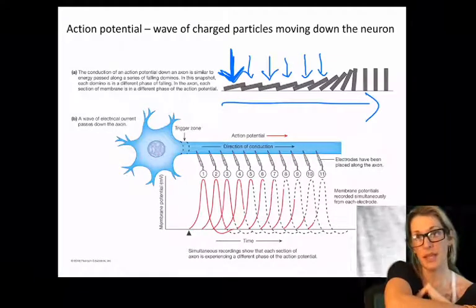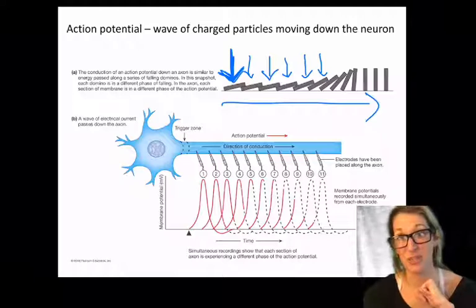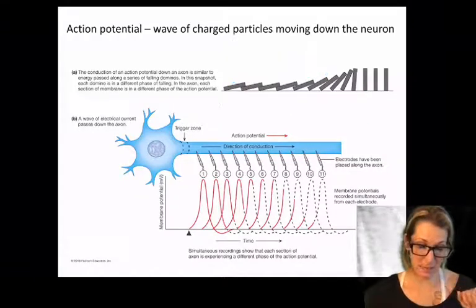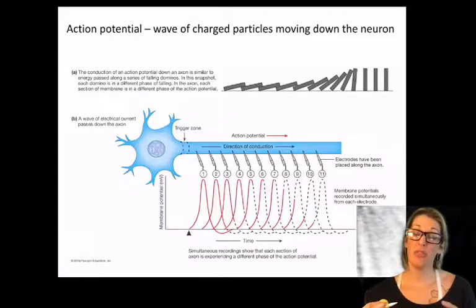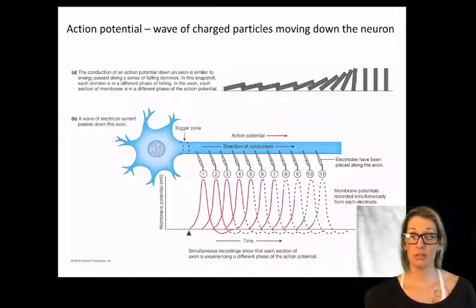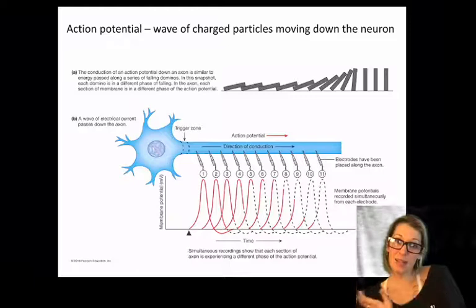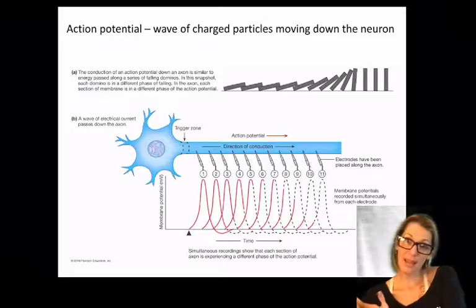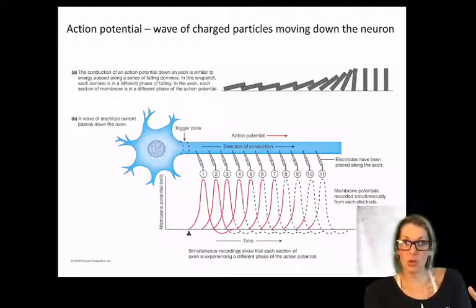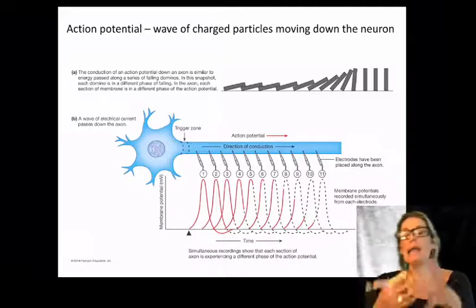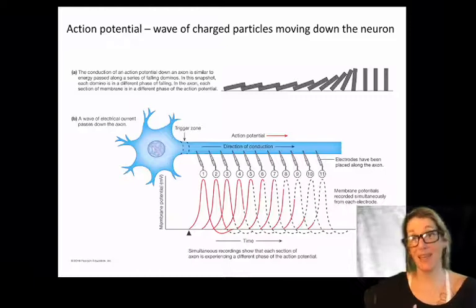Okay, that is how an action potential works. And next, we're going to talk a bit more about the graded potential. And then we're going to go to the end of the neuron and learn about, okay, so we did graded potential, we did an action potential. What's happening? Why did we make all that happen? What's happening at the end of the neuron?